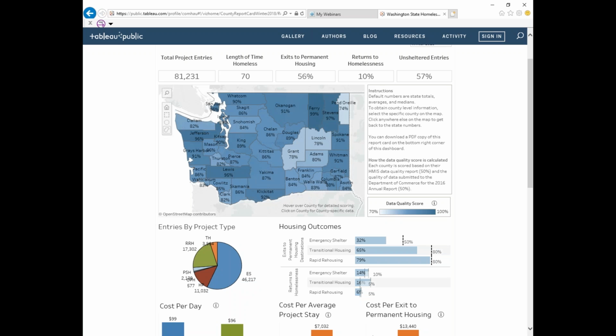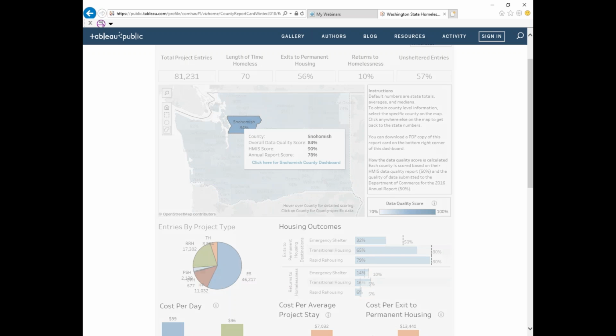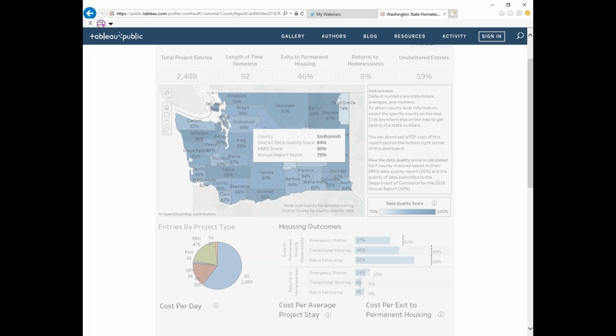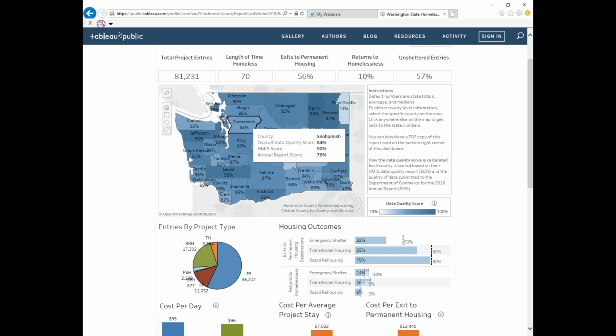So another thing that we added to this report card is links to local dashboards, and several counties sent in their Tableau sites or their websites so that you can provide additional context and additional information about your community. So for example, Snohomish County, click here. This is a link to Snohomish County's dashboard. So then you can provide additional context for anybody who's looking at the report card.